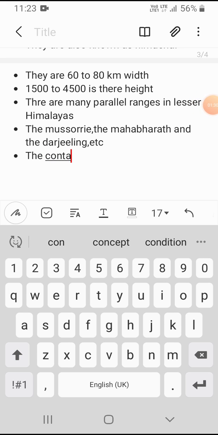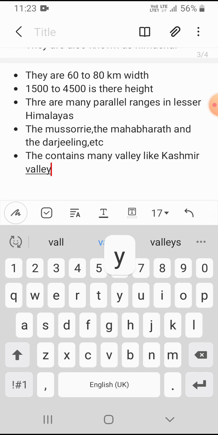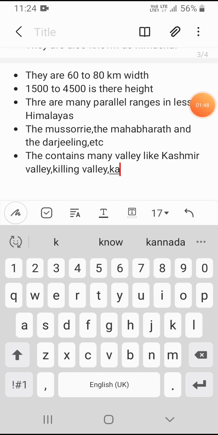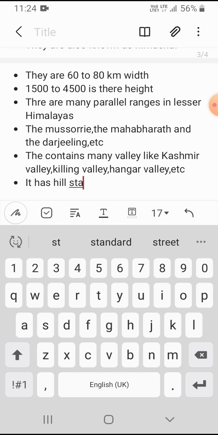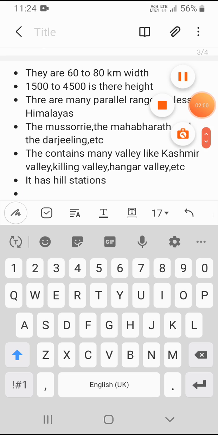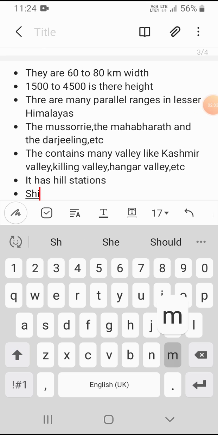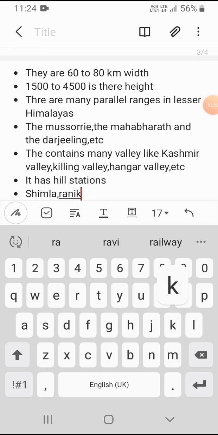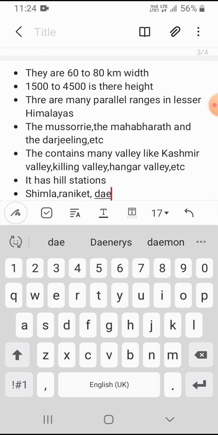The Lesser Himalaya contains many valleys like the Kashmir Valley, Kullu Valley, and Kangra Valley, and other valleys. And it has hill stations like Shimla, Ranikhet, Darjeeling, and Mussoorie.